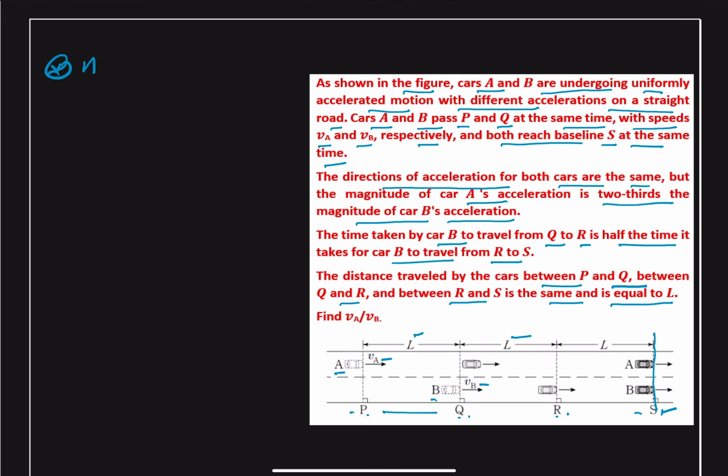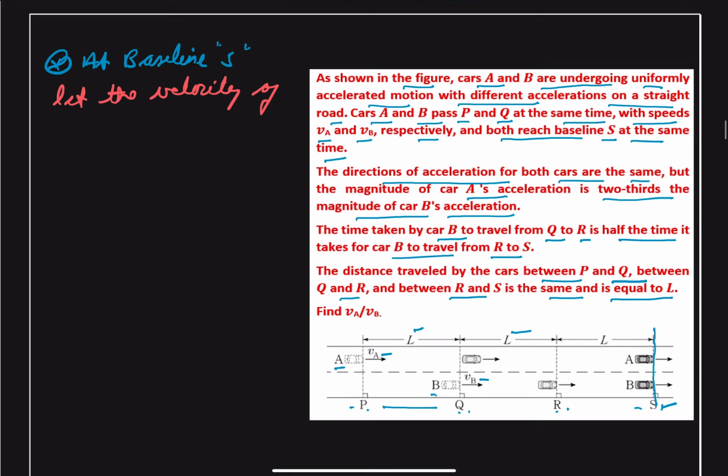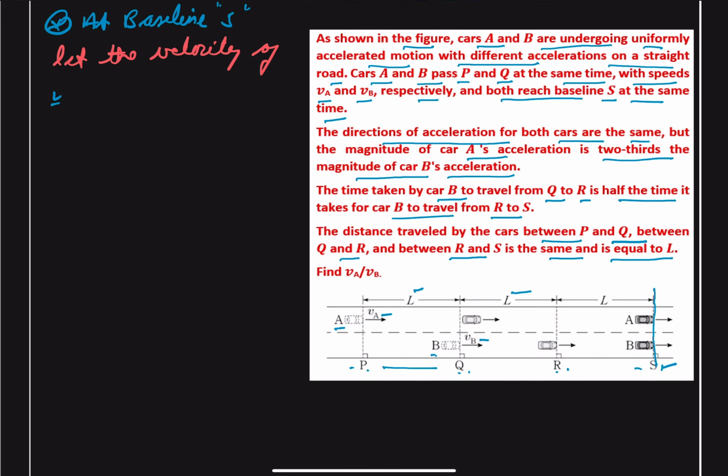We say at baseline S, let the velocity of car A be v1 and car B be v2. This is the velocity at the baseline S. So we have car A having a velocity of v1 and car B having a velocity of v2.